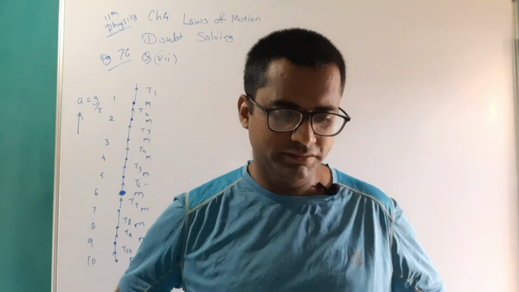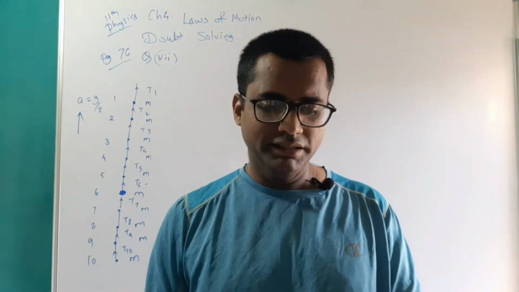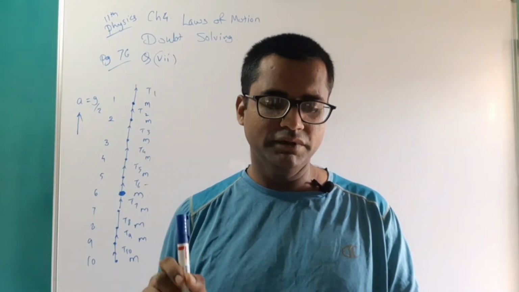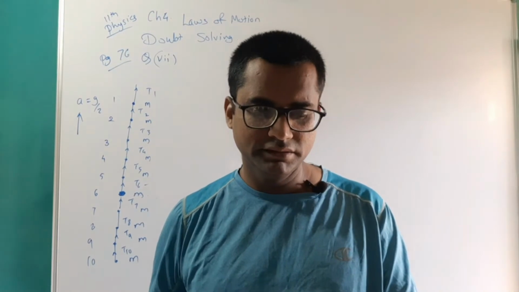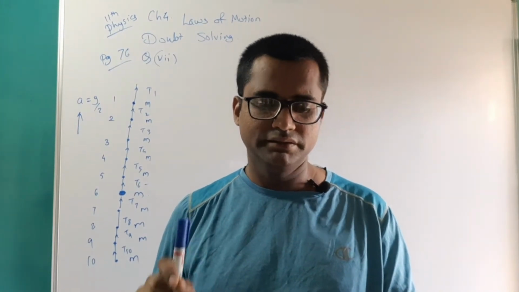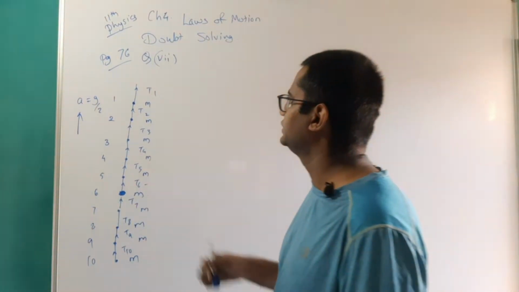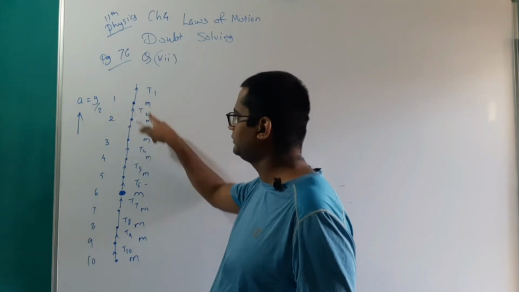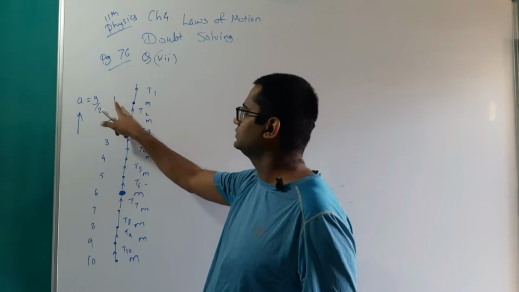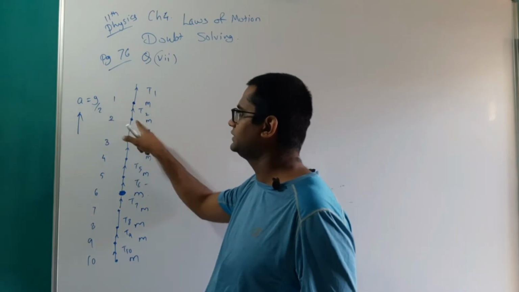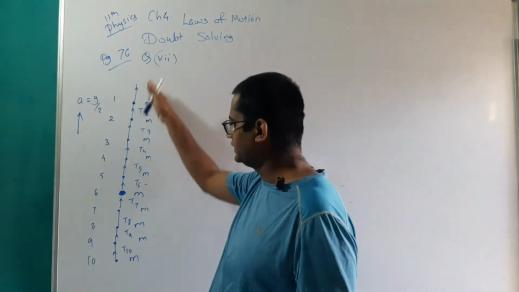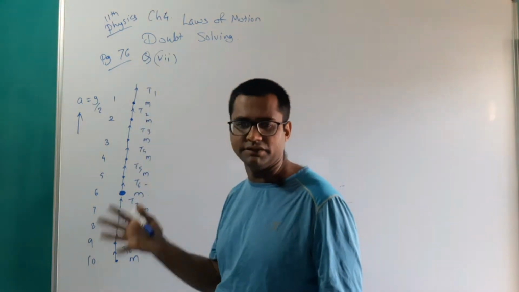So the question is, 10 identical masses m each are connected one below the other with 10 strings. Now look at the diagram here. I have these 10 masses m1, m2, m3. All masses are m. So let me give them numbers. This is first mass, second, third, and so on up to 10. So we have 10 masses. They are connected through strings, 10 different strings.